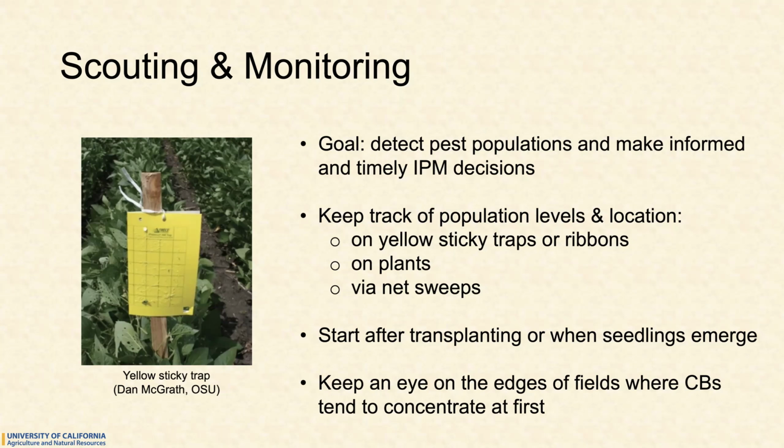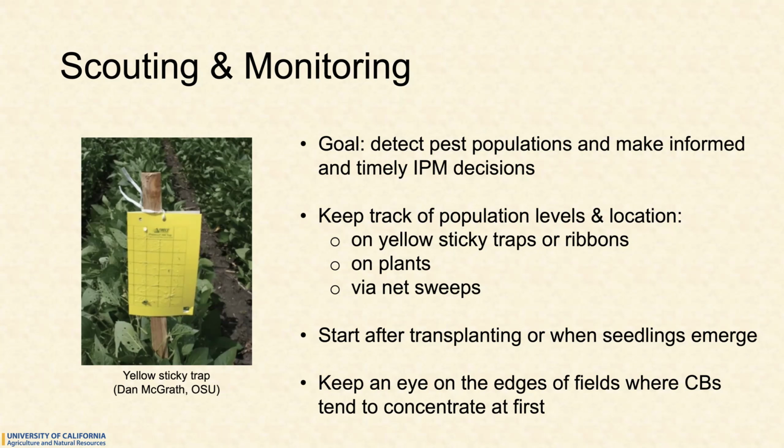And you can do this several different ways. You can use yellow sticky traps or ribbons or tape. Cucumber beetles are attracted to the color yellow. A lot of different insects actually are. So this is just a visual sticky trap. They see yellow, they're attracted to it, and they get stuck to the trap.